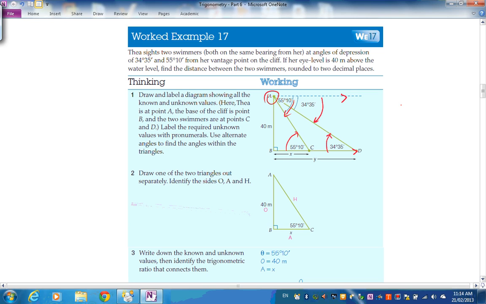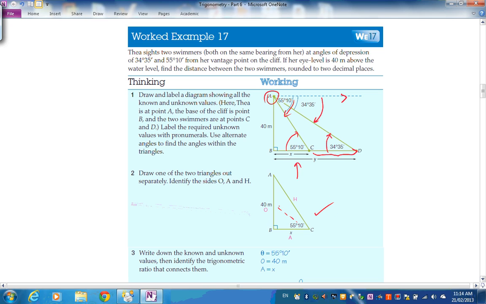So what can we say? Well, we're trying to find the distance between the 2 swimmers, which is really this distance here. So what we will need to do is to work one triangle and then use it in the other, if we can, as a go-between. So let's have a look at working in this first triangle here with x in it. So here it is drawn down here.